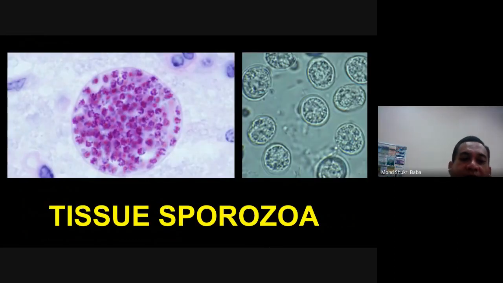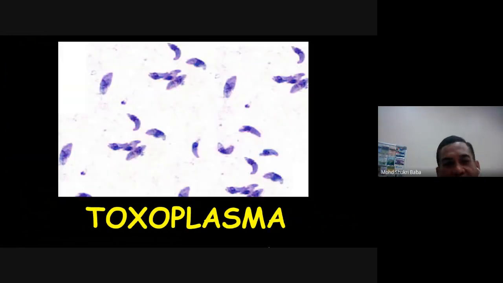Dan kita pergi kepada tisu sporozoa. Okay, tisu sporozoa yang paling penting adalah toxoplasma. This is very, very important. Tapi kita take five dulu sebentar. Okay, kita take five sebelum kita pergi dengan toxoplasma.